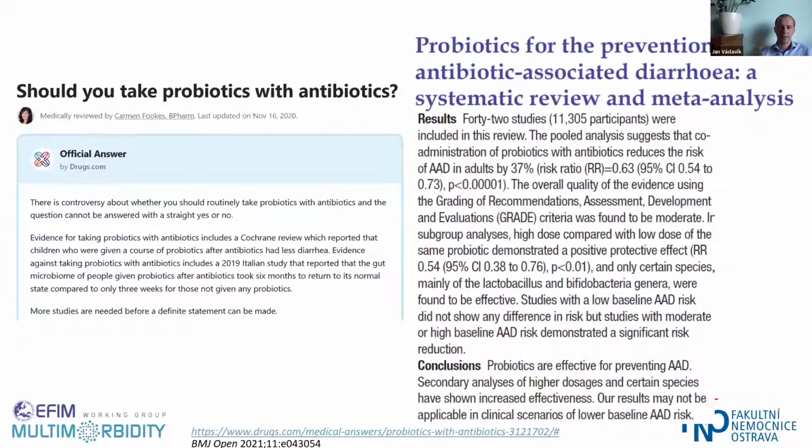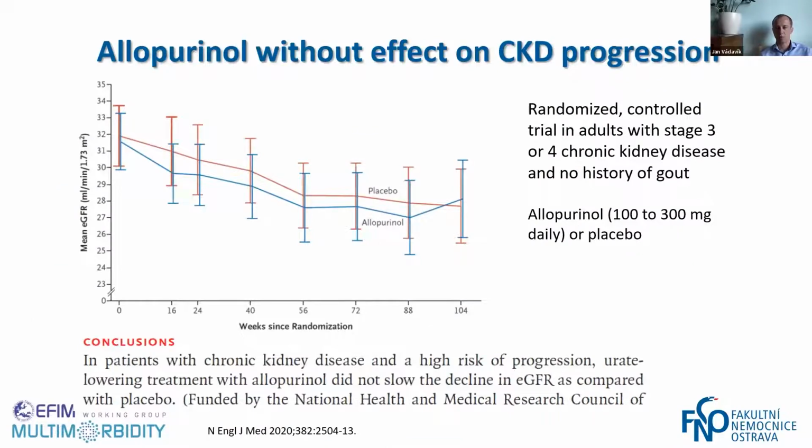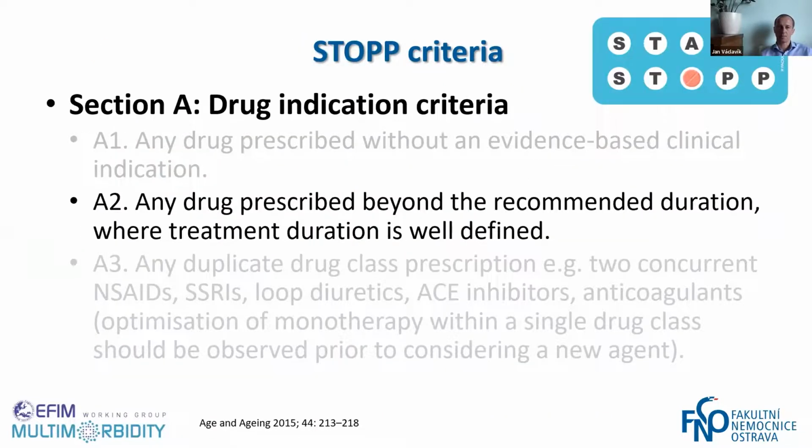We know that the evidence is conflicting about probiotics. Some studies support, and this recent study, which I show on the right side from the BMJ from last year, showed that probiotics might prevent some antibiotic-induced diarrhea, but still in such patients I would consider withdrawing. Also, a recent trial in patients with chronic kidney disease didn't show any effect of using allopurinol to prevent chronic kidney disease progression, and generally in asymptomatic hyperuricemia, allopurinol should not be administered.